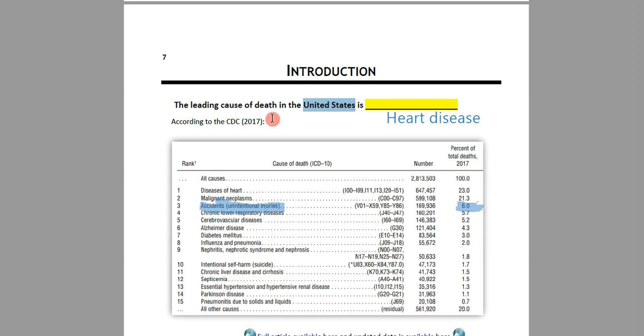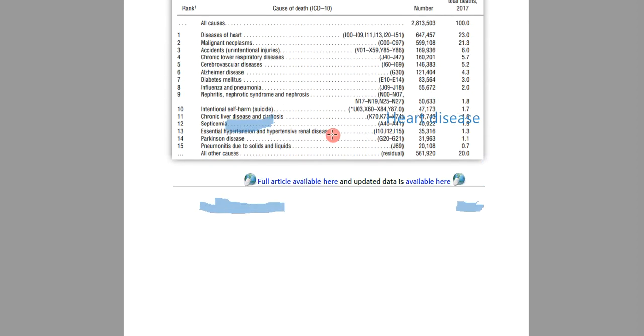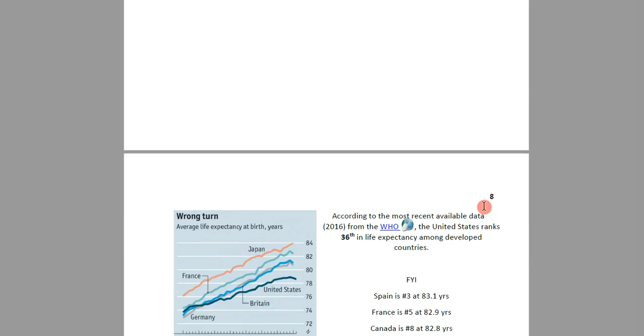And this information is out of the CDC, so it's really updated and current information. If you want to check out more about that, you can click on either of these links to learn more about some of that data and some of that information. Okay, let me clear this out.